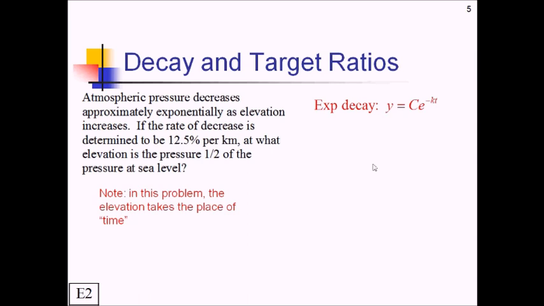What's our initial value? Well, we don't actually know. We have a target value. We want to know at what elevation is the pressure 1/2 of the pressure at sea level. So instead of writing y here, we can write 1/2 c. We don't know what c is, but at least we have some kind of relationship between them. How about the k value? Well, we have 12.5% decrease, so that's going to be negative 0.125.